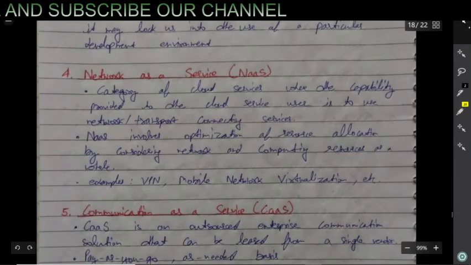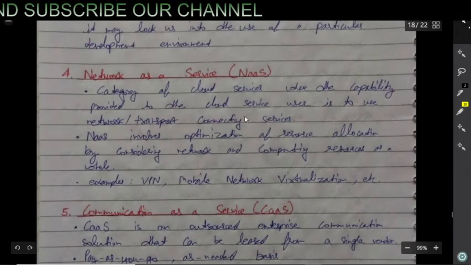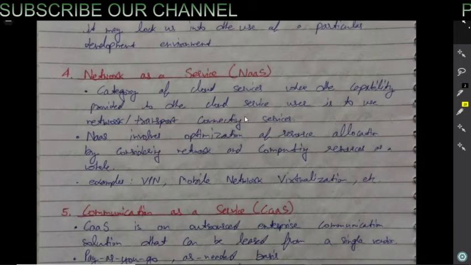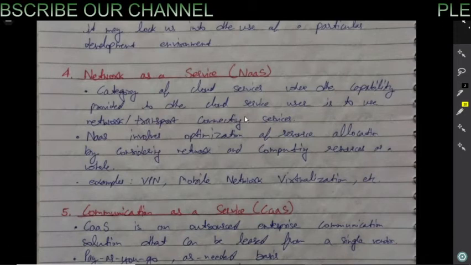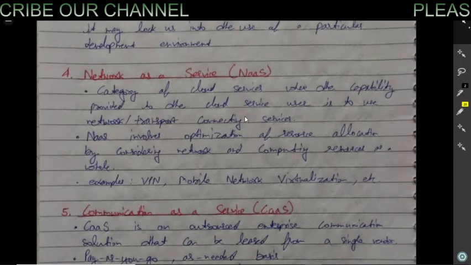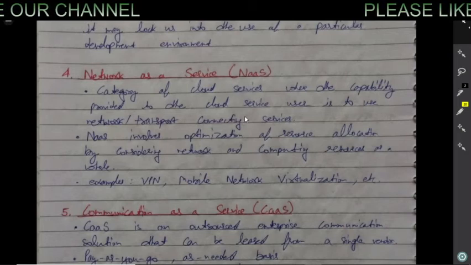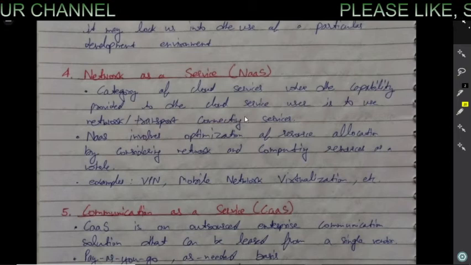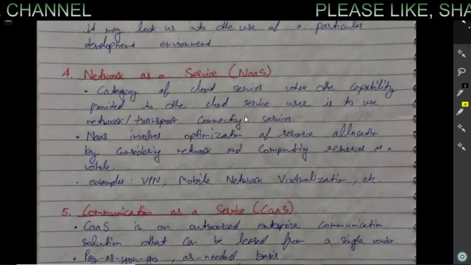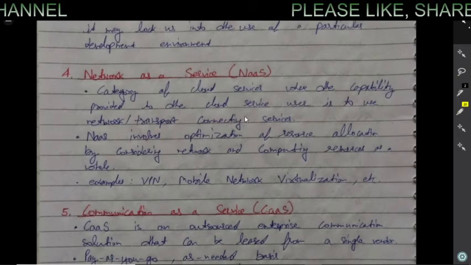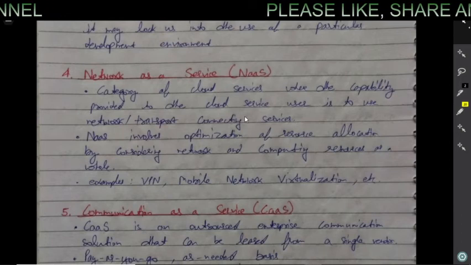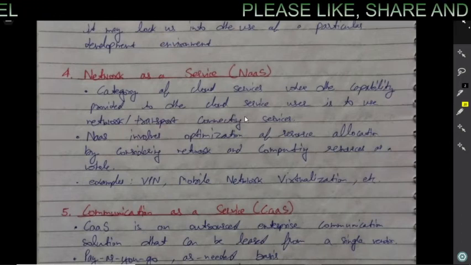Network as a service. A category of cloud services where the capability provided to the cloud service user is to use network transport connecting services. Network as a service involves optimization of resource allocation by considering network and computing resources as a whole.